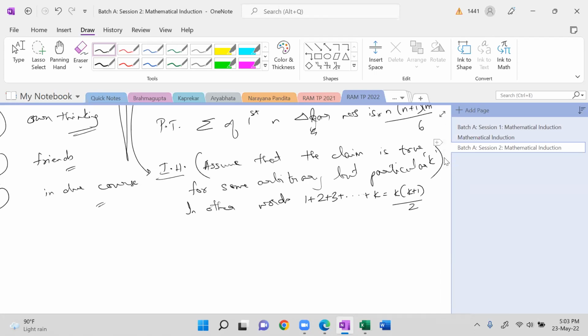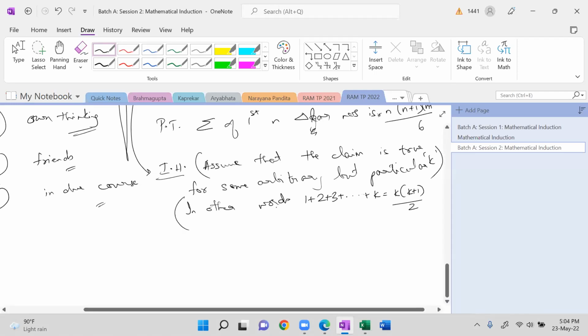We are saying assume that the claim is true, but then maybe we are still stuck. Where do we have to start? So it is a good practice to write this. In other words, this is what we are saying. Now we go to base case. Gayatri, give me the base case.